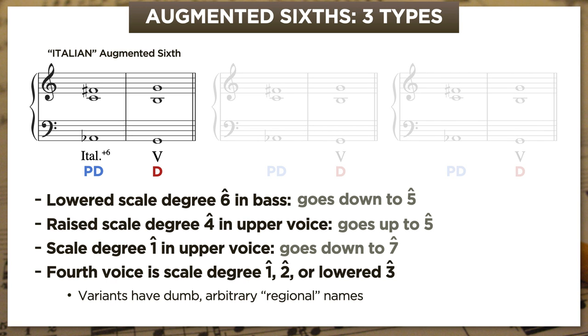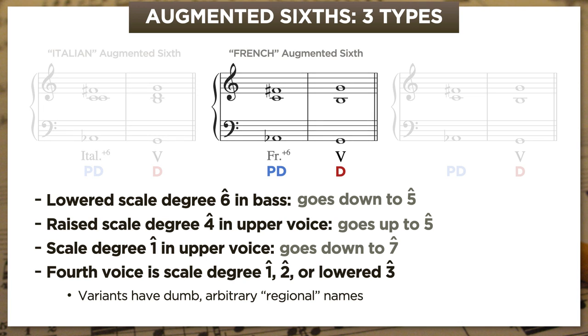The fourth voice in this one is just another tonic note, which goes up to scale degree 2 when it resolves. Over to the right, we have the French augmented sixth, which puts scale degree 2 alongside scale degree 1. And that extra note is just going to hang out there as a common tone when we go to 5.